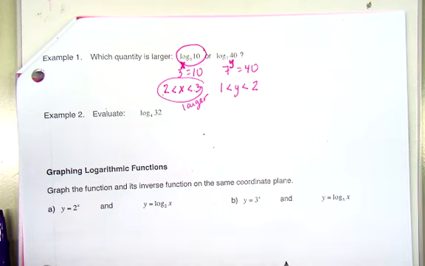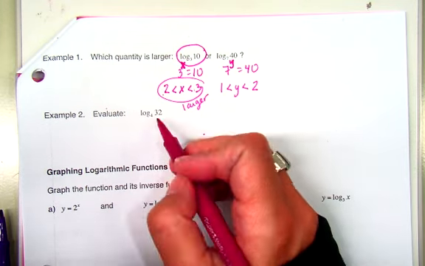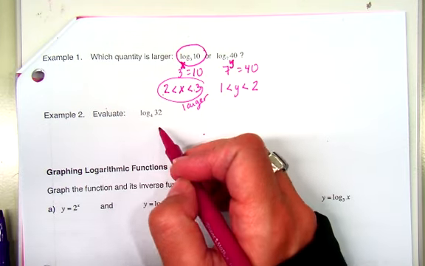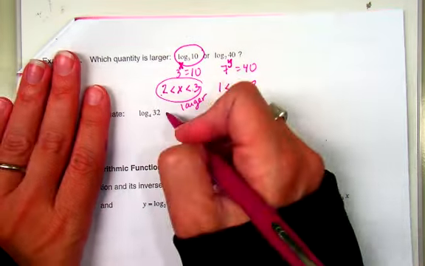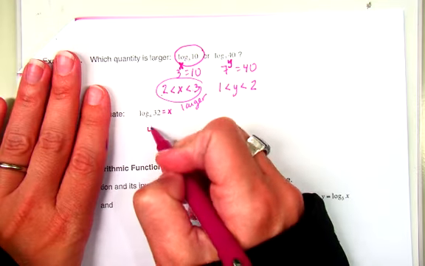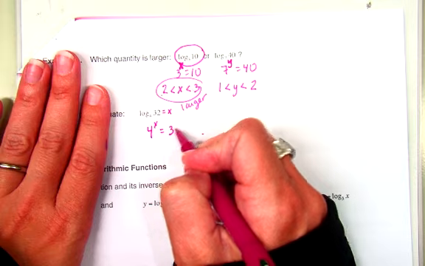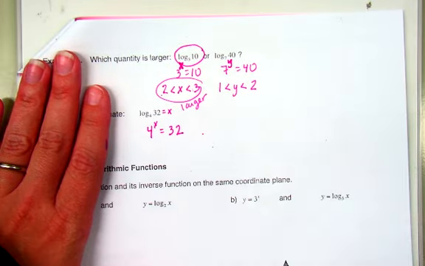Okay. For this next one, how about log base 4 of 32? Well, I would say 4 raised to what power? And again, I can just use an x here instead of those question marks. So 4 raised to the x equals 32.